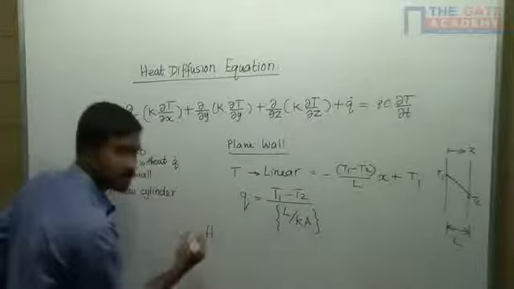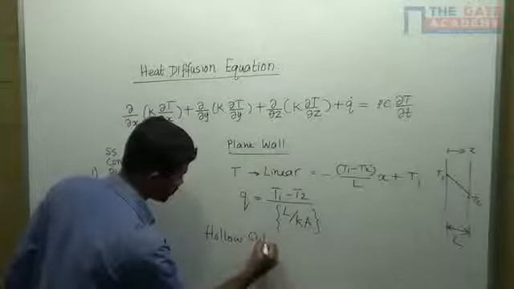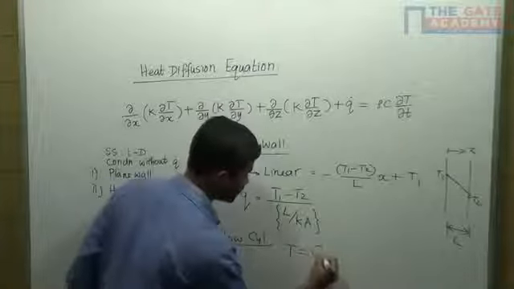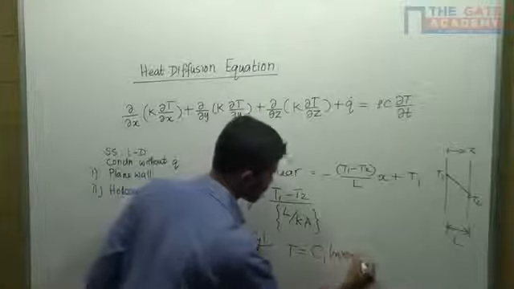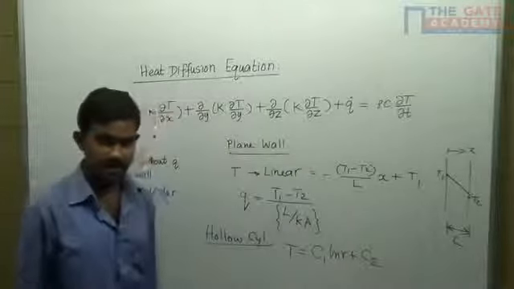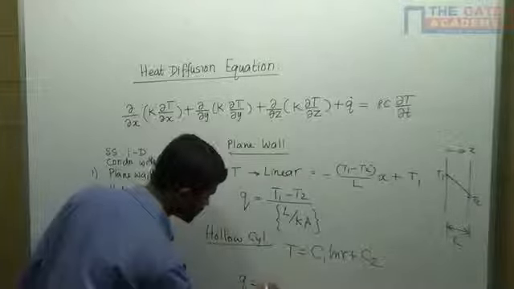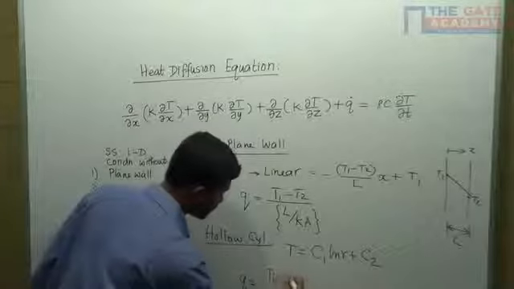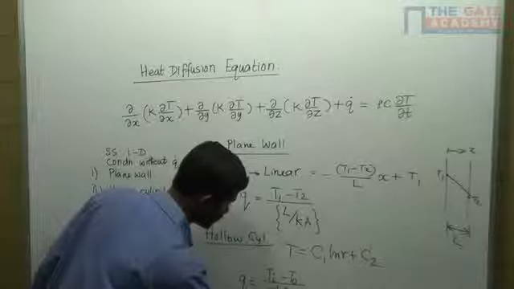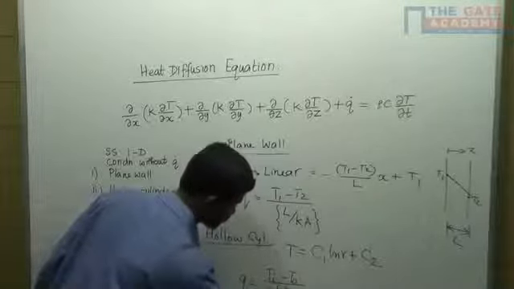Similarly, when we applied this to a hollow cylinder, we got a logarithmic temperature distribution: T = C1 ln r + C2. We evaluated C1 and C2 last class, and then found the heat transfer rate. It turned out to be (Ti - To) divided by ln(Ro/Ri) divided by 2 pi kL.